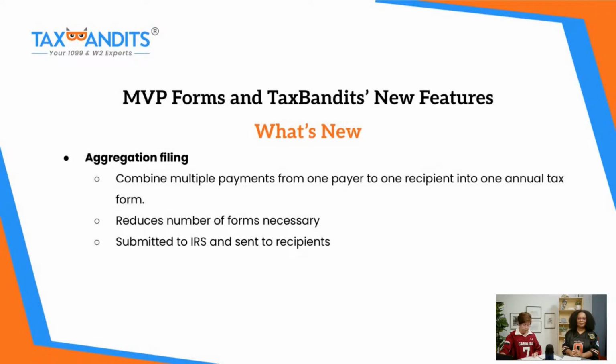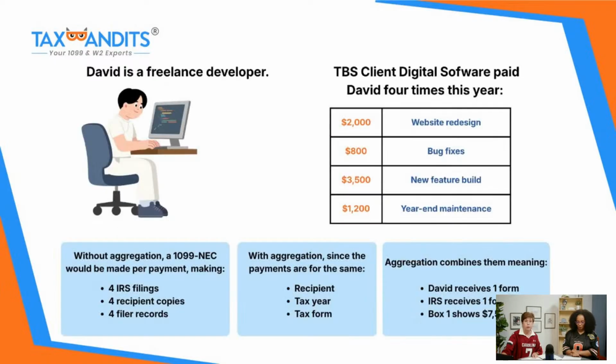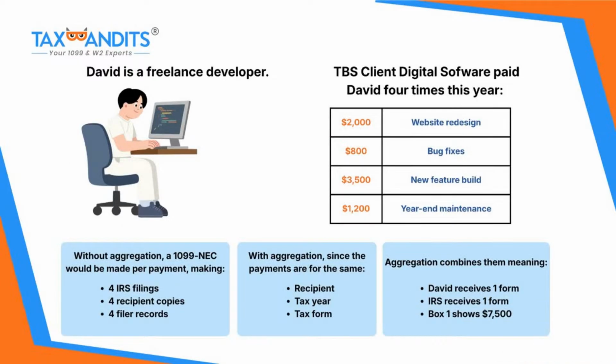And we've added some bells and whistles to these forms. So we're going to go over some things that are new. We now have aggregation filing, which will combine multiple payments from one payer to one recipient into one annual tax form. It reduces the number of forms necessary and reduces the number of forms submitted to the IRS and sent to recipients. For example, if you have a contractor and you've paid him 4 times throughout the year, instead of sending him 4 different 1099s, you can do the aggregate filing. It will add all of that information into one form.